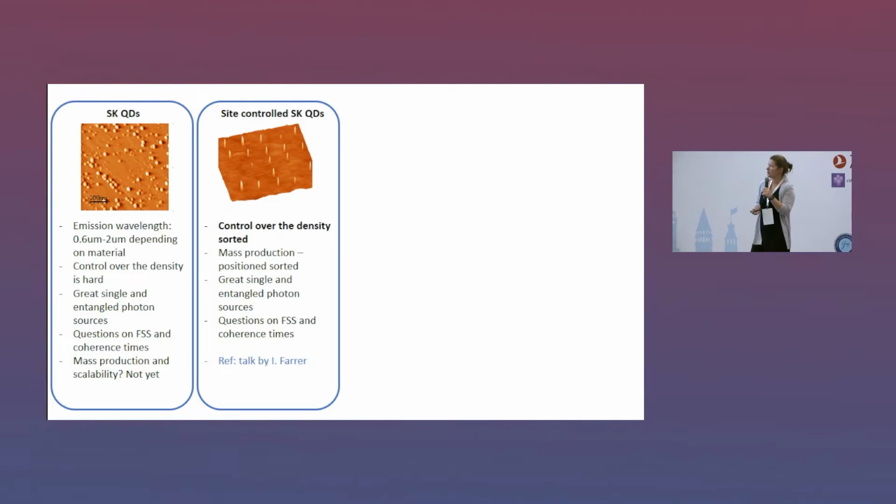And obviously, the mass production problem is seeing a light at the end of the tunnel, because potentially site-controlled quantum dots can definitely help. Obviously, there are still questions about whether these site-controlled quantum dots will have improved fine structure splitting, what their line width will be, and what their optical properties will be in general. But this is something that will most certainly be resolved over time.